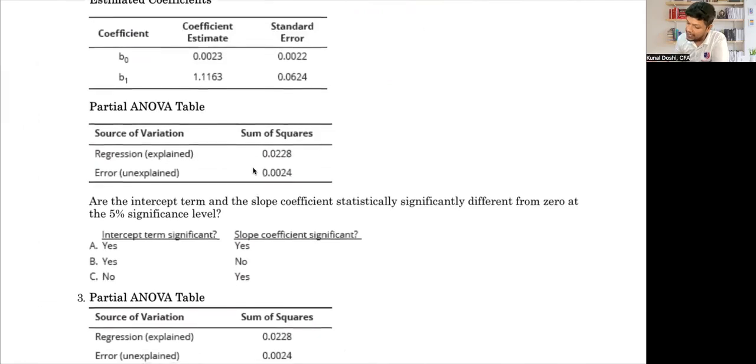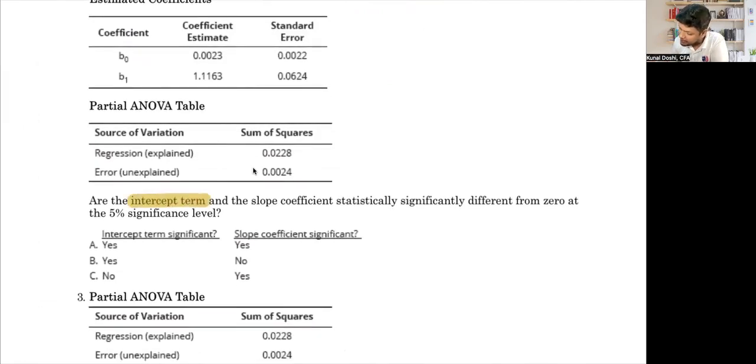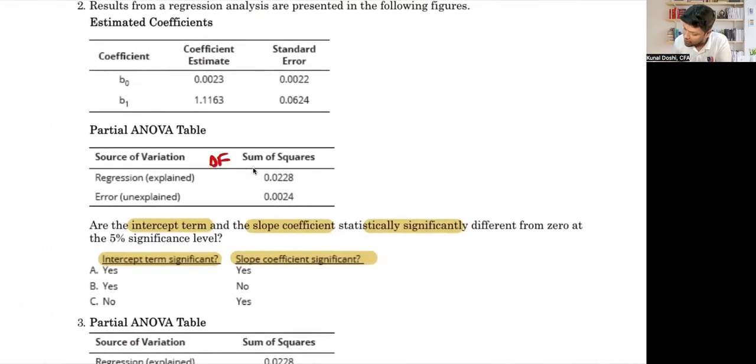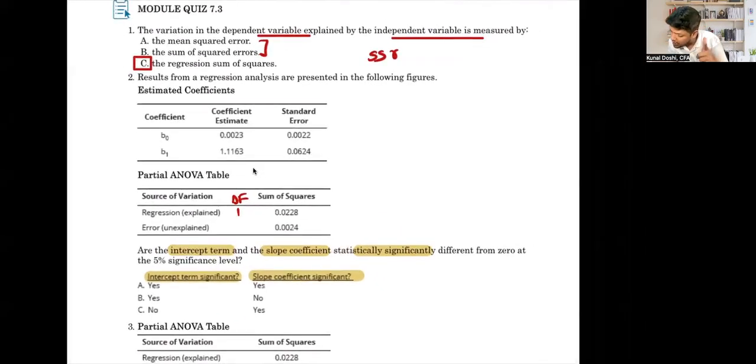Now see, in second one, they have asked, are the intercept term and the slope coefficient statistically significant? Statistically significant means you're doing the test. Here, since they have not given a lot of information, you can use any test. By the way, you know what is the degree of freedom here. For regression, it is always 1. For error, it is n-2.